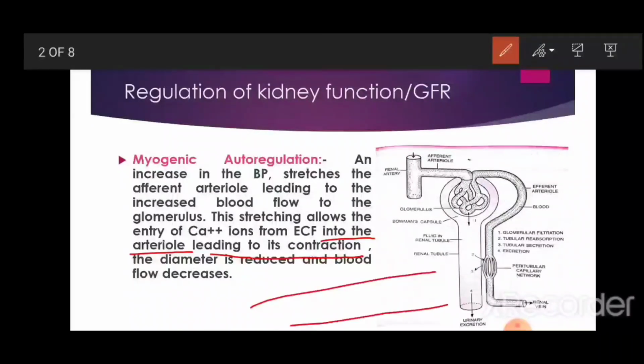contraction. So what will happen is, when the walls of the afferent arteriole stretch due to increase in blood pressure, then calcium ions from the extracellular fluid would rush into this afferent arteriole, leading to the contraction of the wall of afferent arteriole, and the diameter is reduced and the blood flow decreases. So it is regulating by itself. That's why it is called myogenic autoregulation.